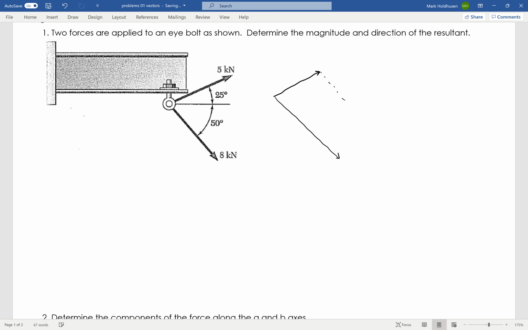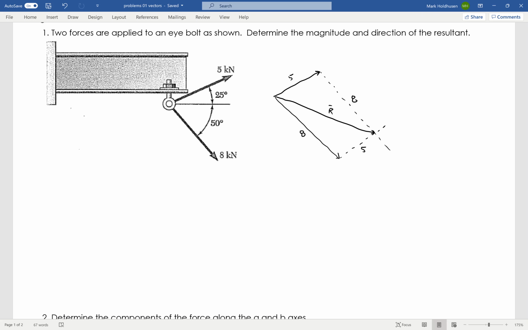And then what we draw is we draw parallel lines from each side like this. Okay, and then we draw the diagonal of that parallelogram. This vector right here is my resultant vector that I'm looking for right there. Okay, so the side of this is 5, this side is 5, this side is 8, and this side right here is 8 as well.